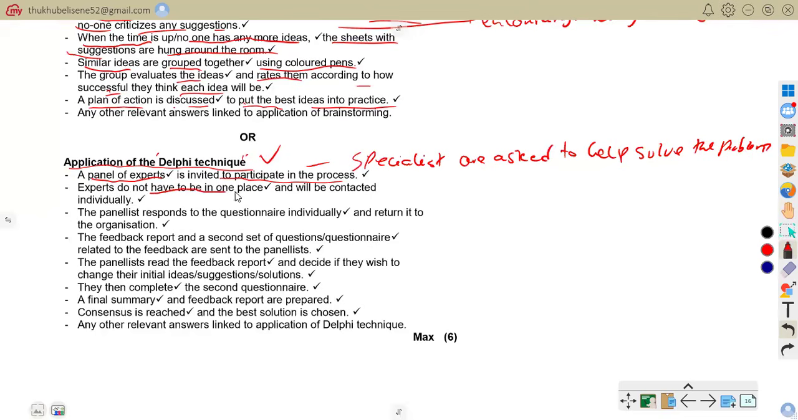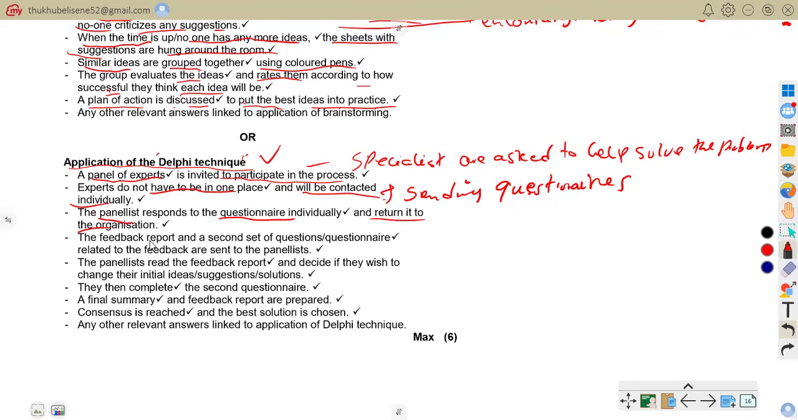do not have to be in one place and will be conducted individually. We are going to do that by sending questionnaires. That is what is done. Each expert gives opinions separately through the questionnaire. The panelist responds to the questionnaire individually and returns it to the organization. So that is that: you summarize and present.